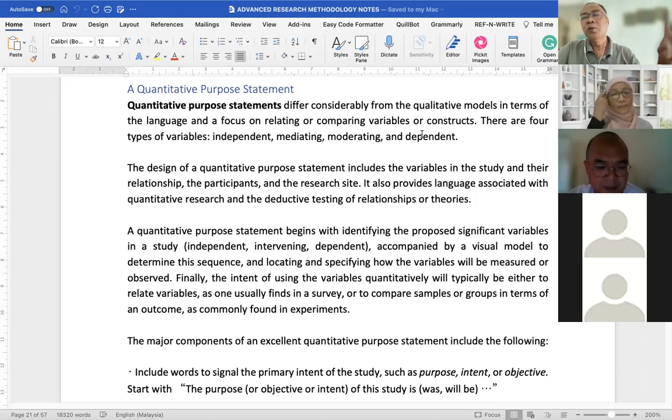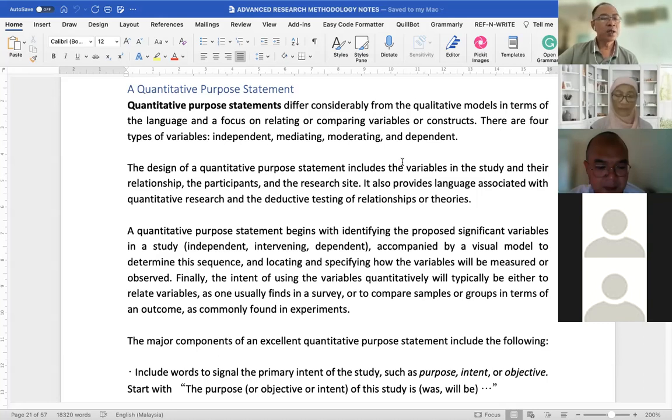Mention who this person is, who have indicated or who have revealed that these variables are significant. Okay, so you might have to justify why the variables are included, why they are significant, why they need to be studied.